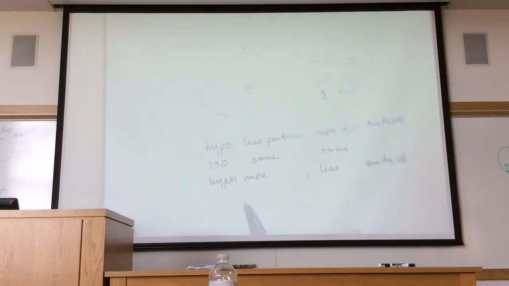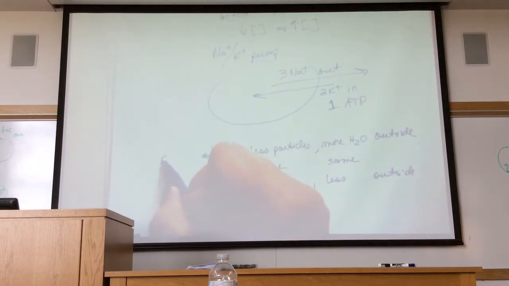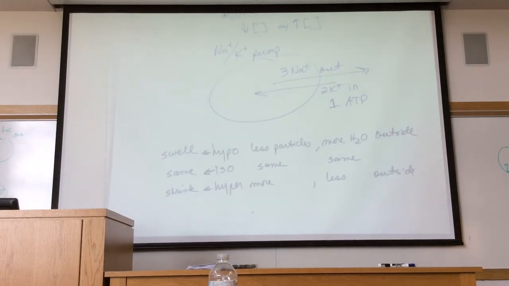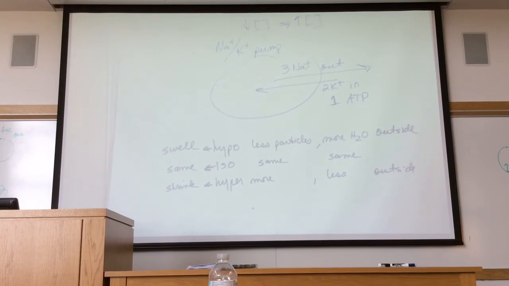Put a cell in a hypotonic solution and it will swell, and it could even burst. Isotonic solution, it stays the same, and hypertonic solution, the cell will shrink. And remember, the particles do not move across the cell membrane, it's the water that moves. Any questions on that?